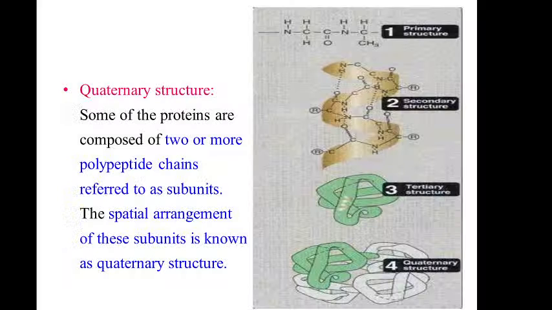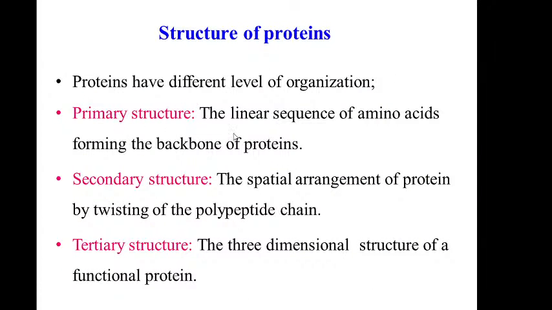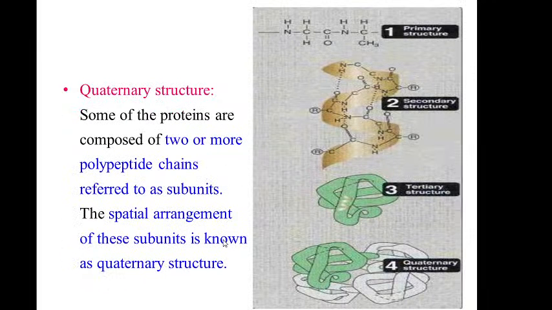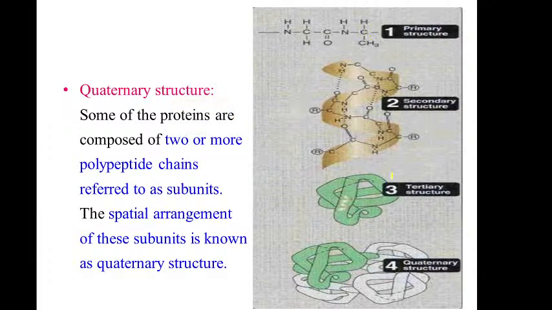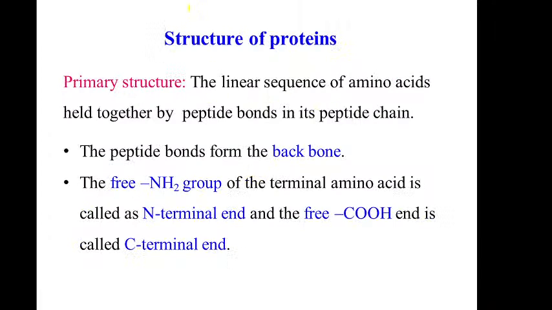So yes, we have this quaternary structure. So we have primary structure, secondary structure, tertiary structure and the quaternary structure. So primary and the secondary are the simple ones and tertiary and quaternary structures, they are the complex ones. Okay, then we have some structure of protein which we have to discuss again. We will start with the primary structure.